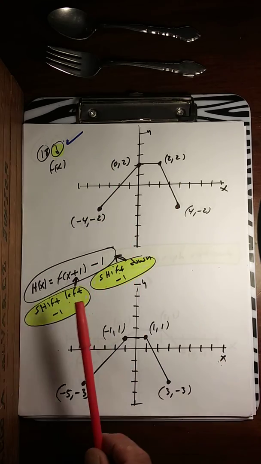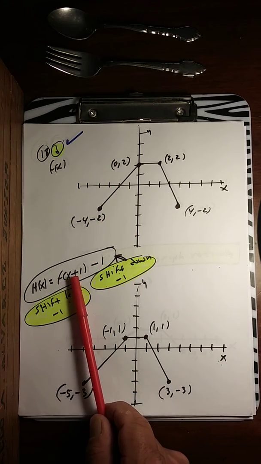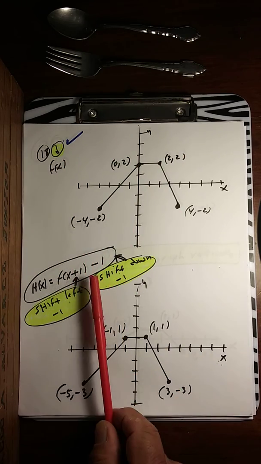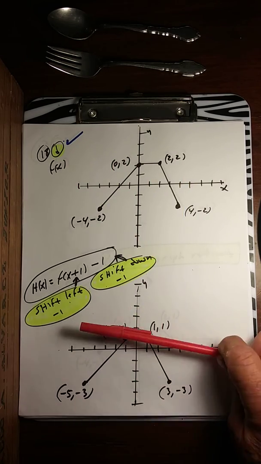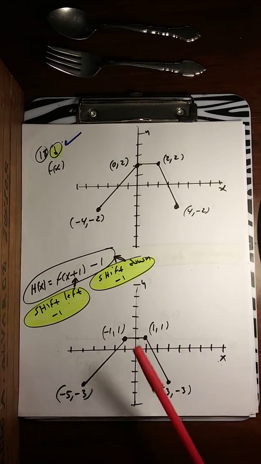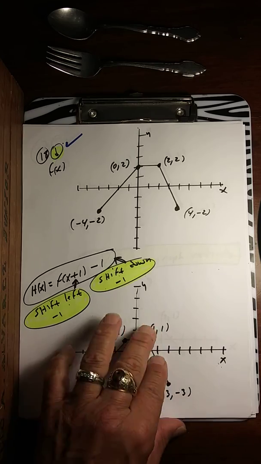Original problem again. This time we have 2 things going: f of x plus 1 minus 1. So the opposite of this plus 1 is going to be negative 1, so it's going to shift left 1. And this is minus 1, so it's going to go this way and down. So it's going to go from here, that way, and down. It's going to be right here. It's always the opposite of that.